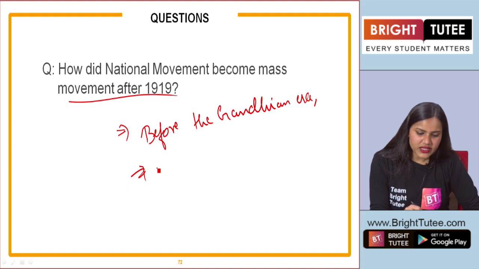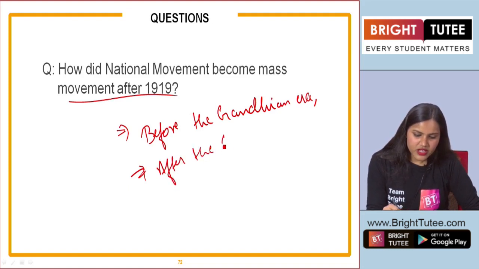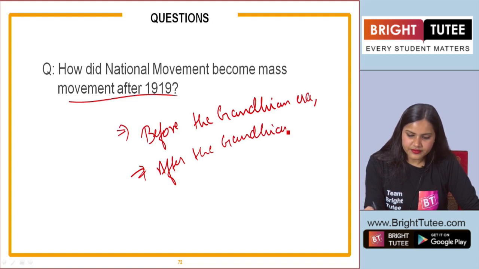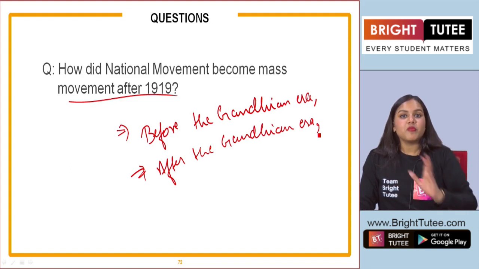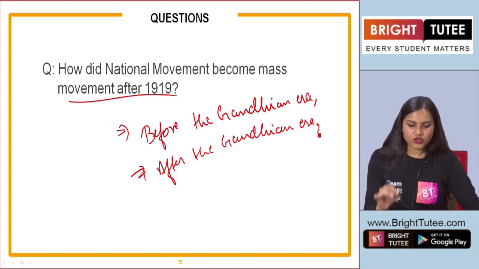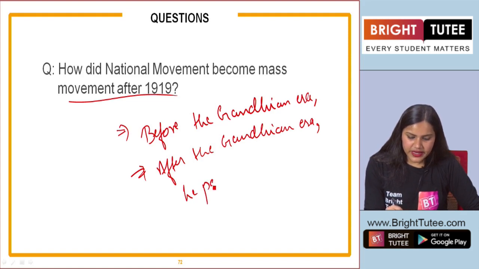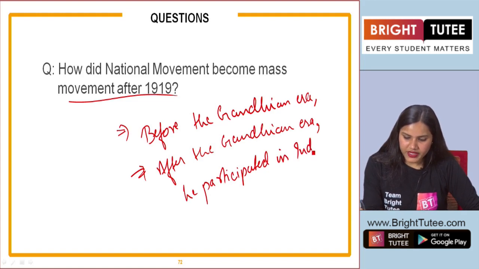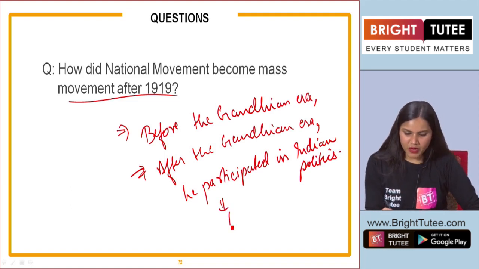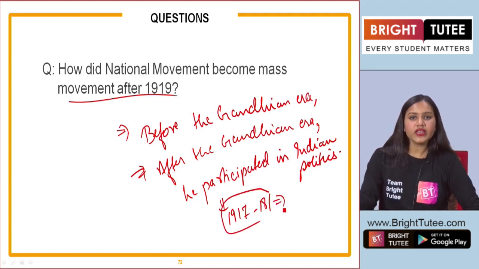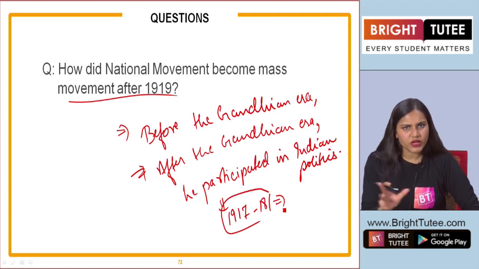But after the Gandhian era, what happened? People now saw Gandhiji as a mass leader. When Gandhiji came to India, he participated in Indian politics, and he went on to meet people in different parts of the country, and in 1917 and 1918, he organized satyagrahas at different places. You can mention that as well.